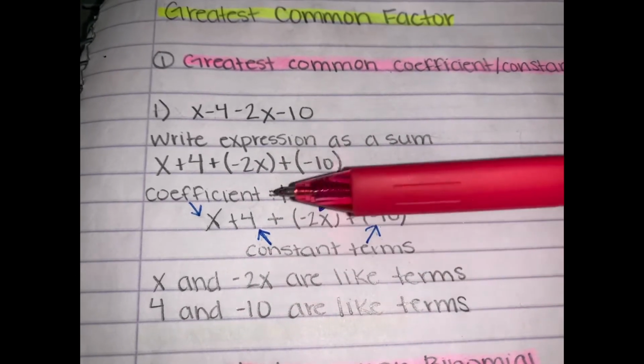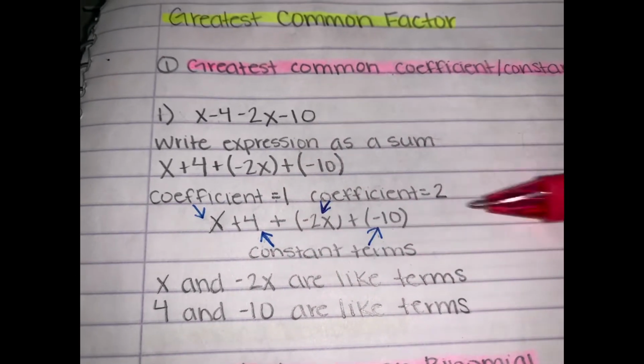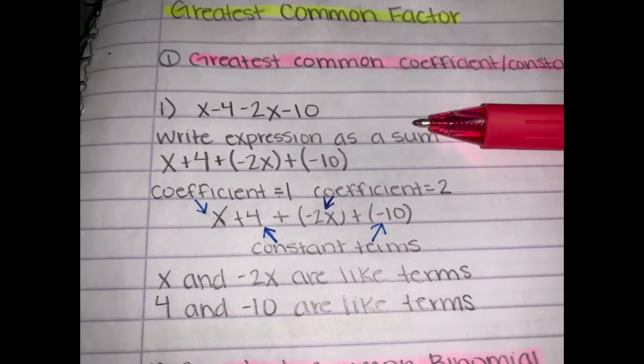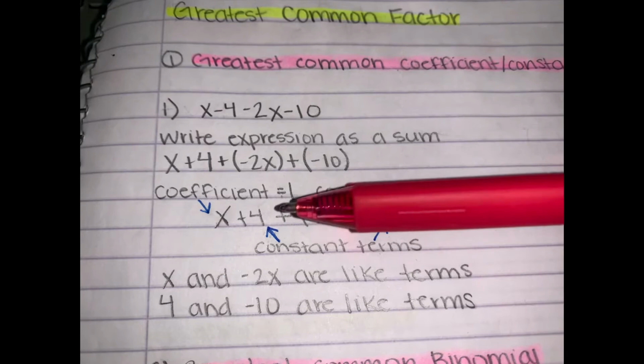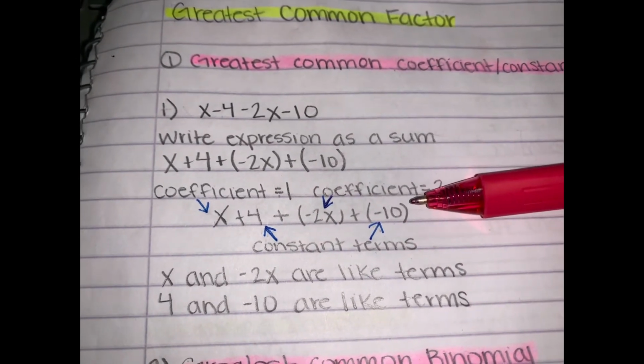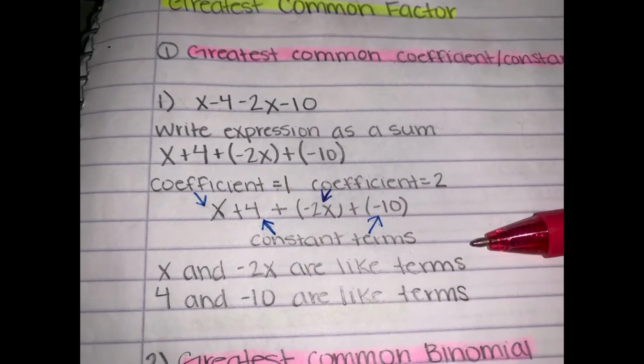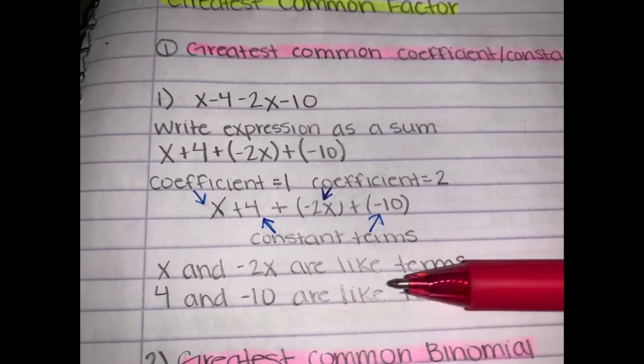So for right here, my coefficient would equal 1 because of x, and for right here, my coefficient would equal 2 because of negative 2x. Down here, my constant terms are 4 and negative 10, which would make x and negative 2x the like terms, and 4 and negative 10 like terms.